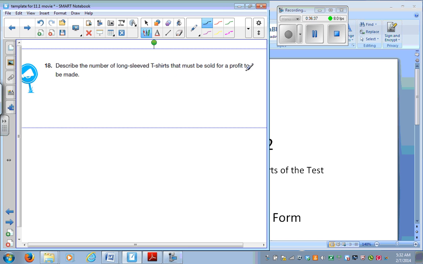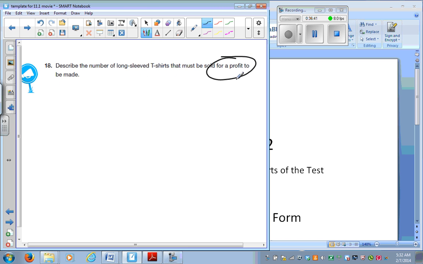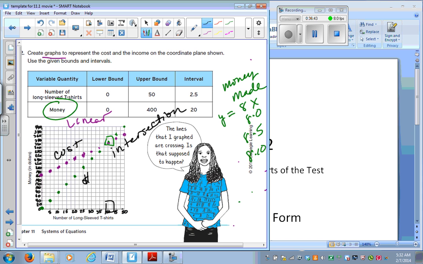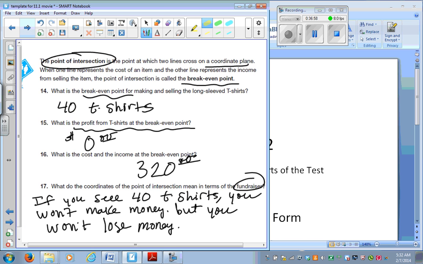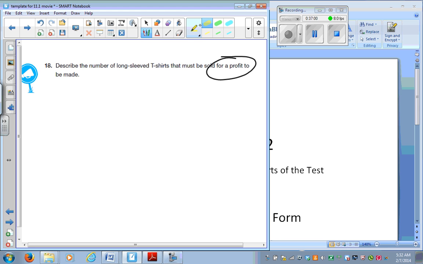Describe the number of t-shirts that must be sold for a profit to be made. So remember, a profit is for you to actually make money. And again, to determine your profit, this green represents the amount of money that we make. And the profit won't start being bigger than the cost until after that break-even point of 40. So how many t-shirts are you going to have to sell to actually make a profit?